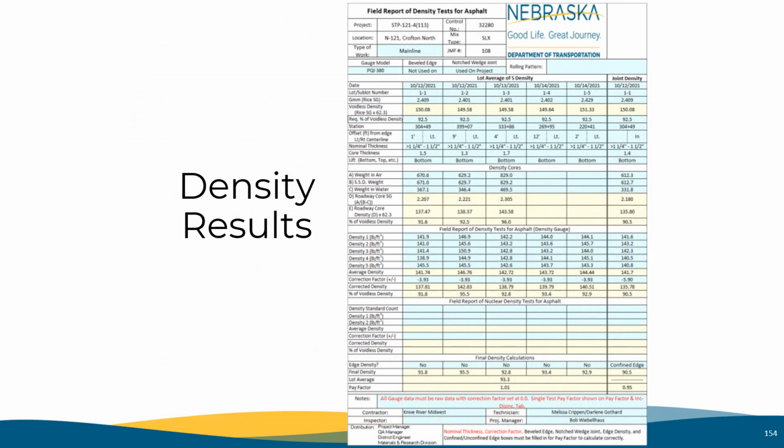And finally, this is what the roadway density sheet looks like. There are locations for both core and gauge data to be entered, along with core locations and offsets.